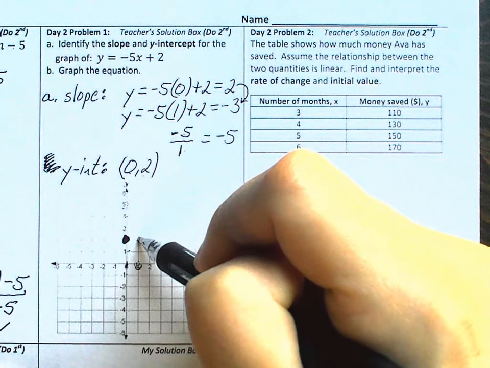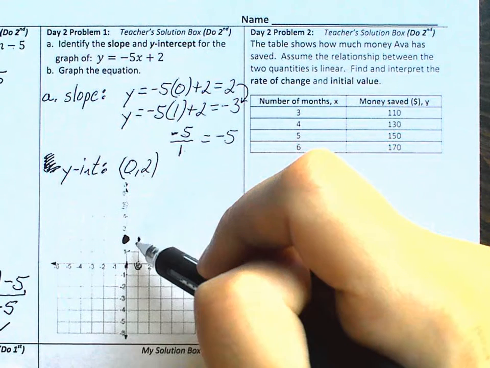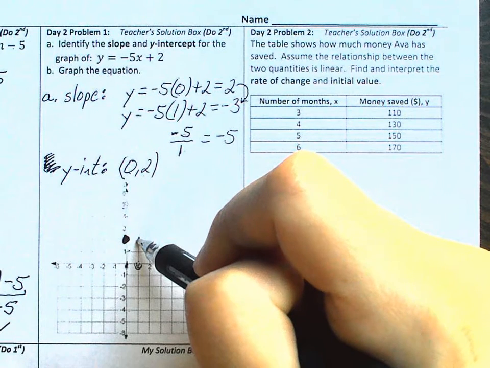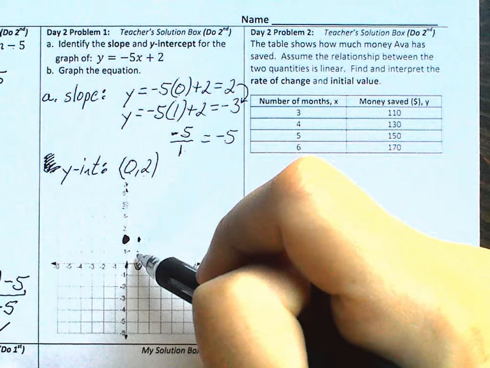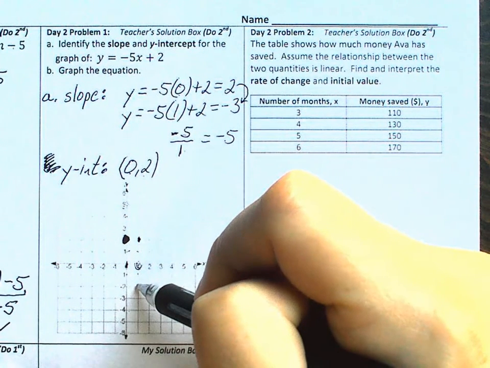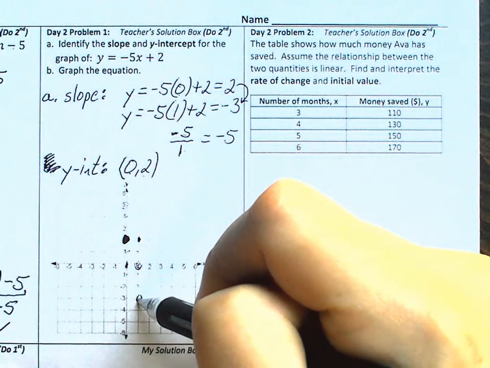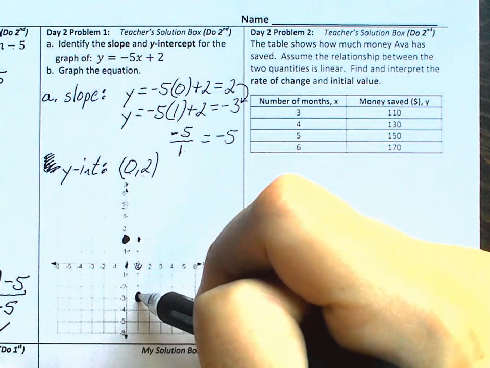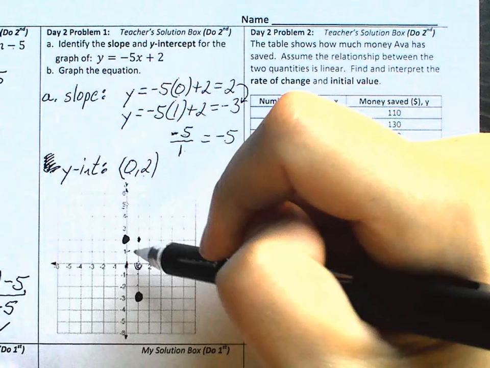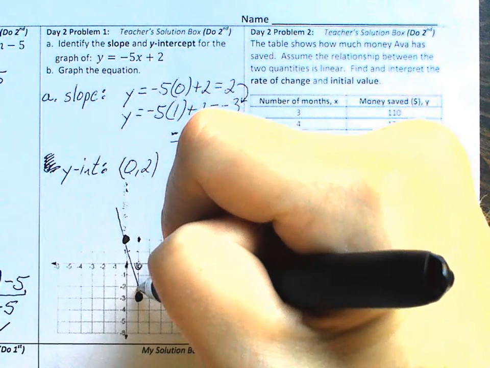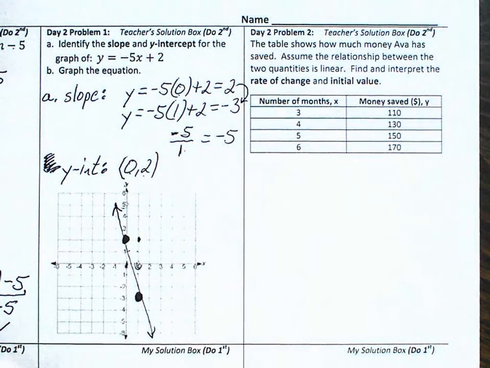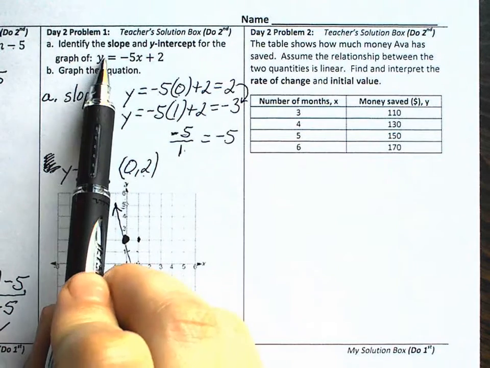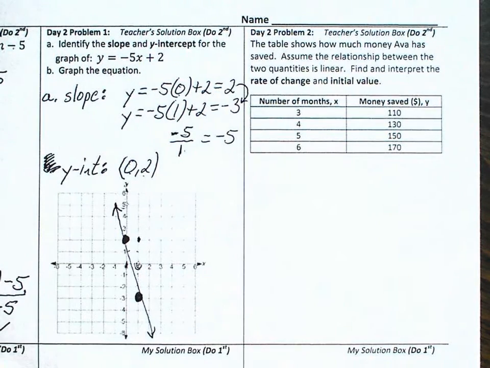Now we're here. Now what happens to y when you increase x by 1? It decreases by 5. So let's show that with the pencil. Let's decrease y by 5. 1, 2, 3, 4, 5. And here is another dot. Through this dot and this dot, we can draw a straight line. And it's this line that is the visual representation of this math equation.